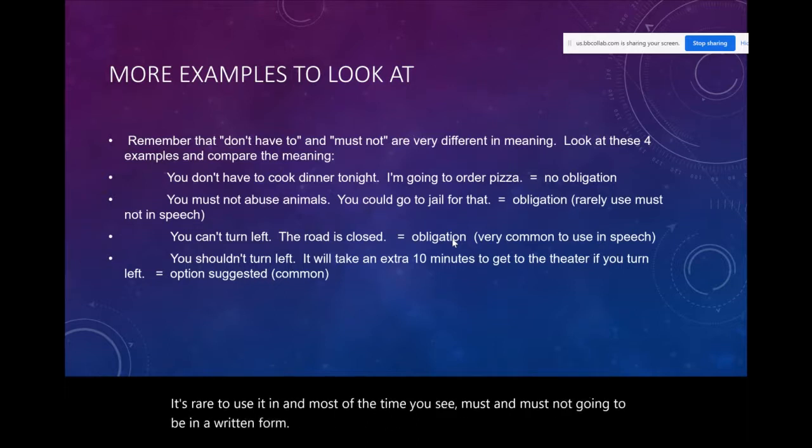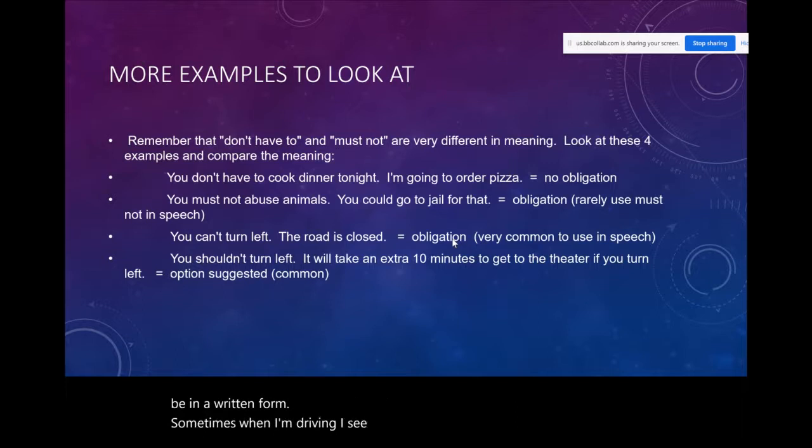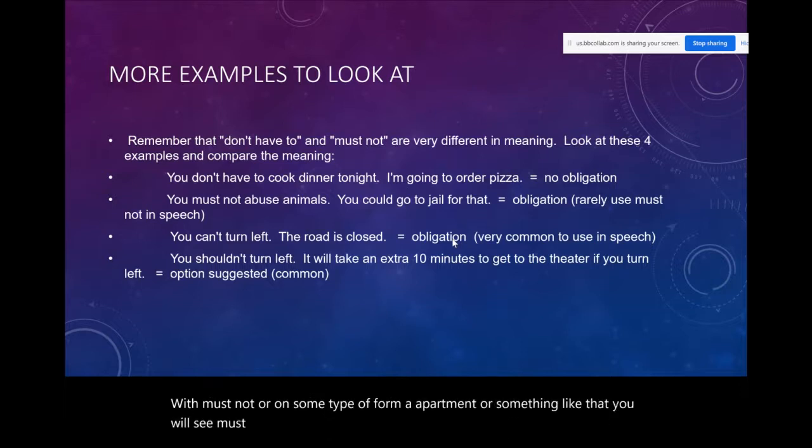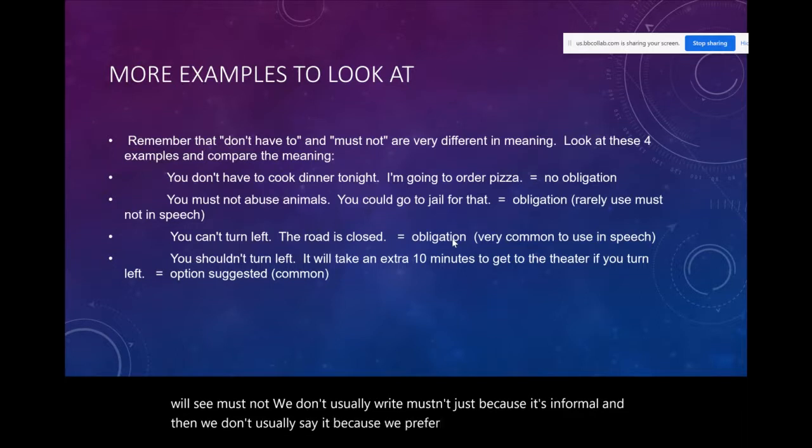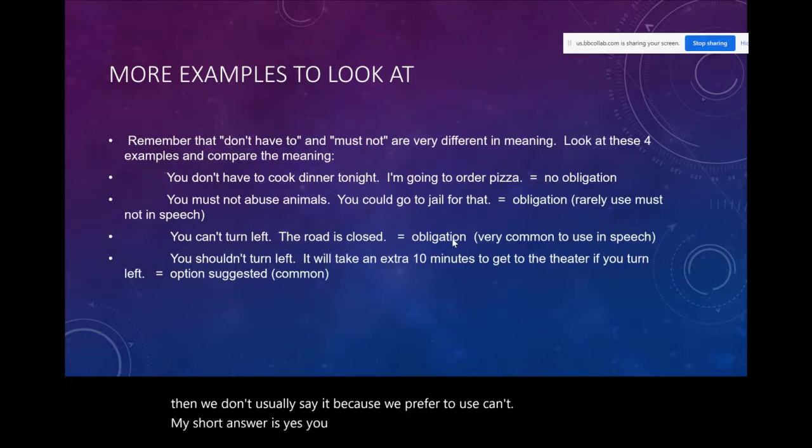Like sometimes when I see a sign with must not, or on some type of form like an apartment lease or something like that, you'll see must not. We don't usually write mustn't just because it's informal. And then we don't usually say it because we prefer to use can't. So my short answer is yes, you can say mustn't, but it's just very rare. Okay, thank you. Yeah, good question.